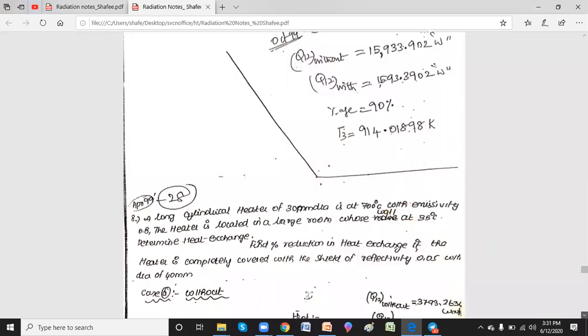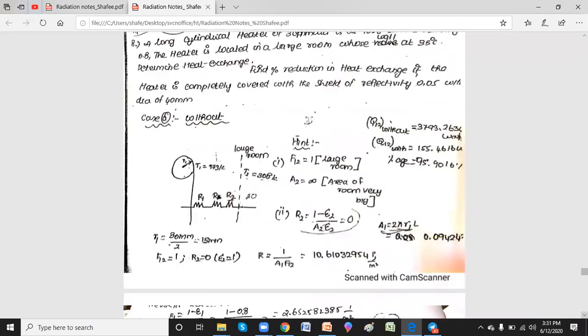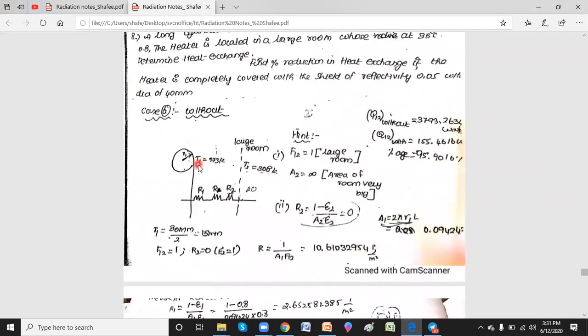Okay, so it will be like this. Just see here. In the first case, there is a cylinder and the dotted line represents a large room. Whenever you have F12, similarly for this case also, 1 is this one, 2 is this one. F12 will be 1 because it is a small body in a large enclosure, the large room. That is 1. And what about A2 of this?